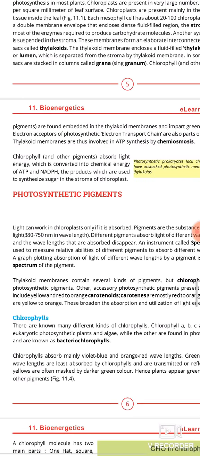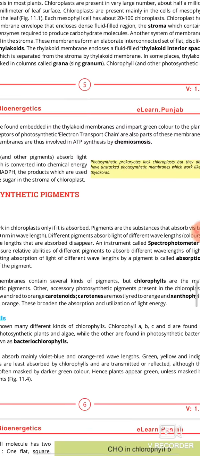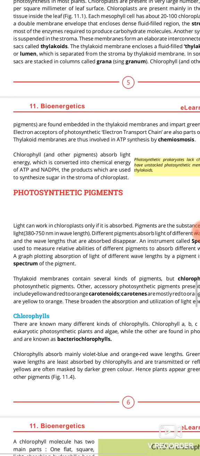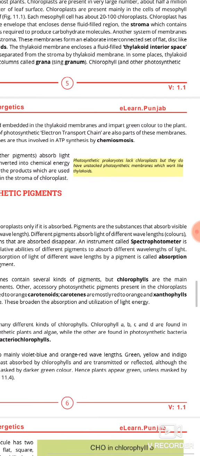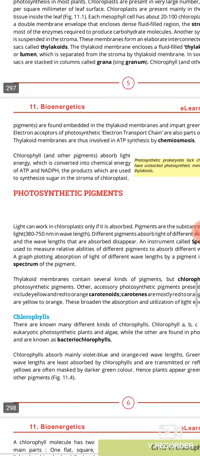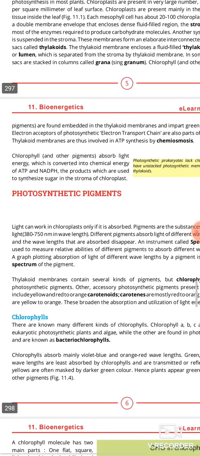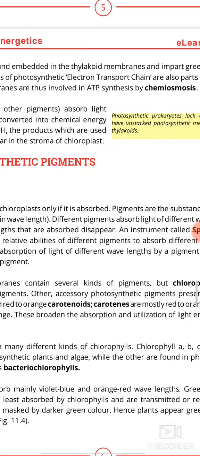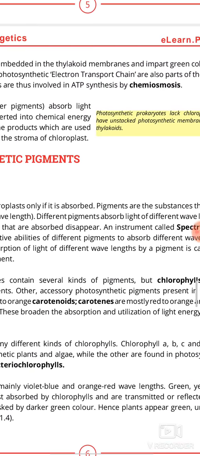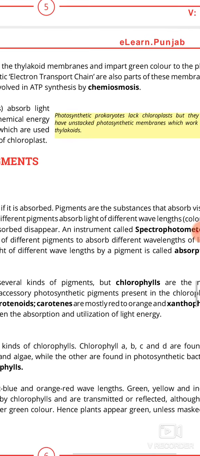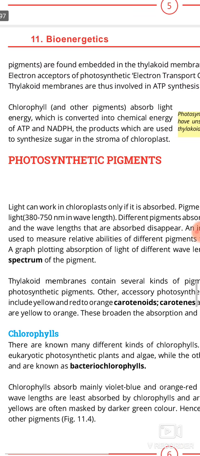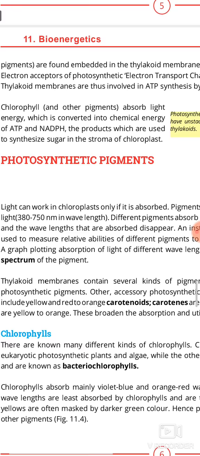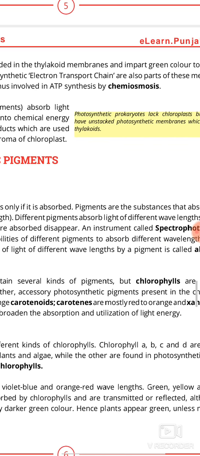Thylakoid membrane contains several kinds of pigments, but the chlorophylls are the main photosynthetic pigments. Other accessory photosynthetic pigments present in the chloroplast include the yellow, red, orange carotenoids. Carotenes are mostly red to orange. Xanthophylls are yellow to orange. They broaden the absorption and utilization of light energy.